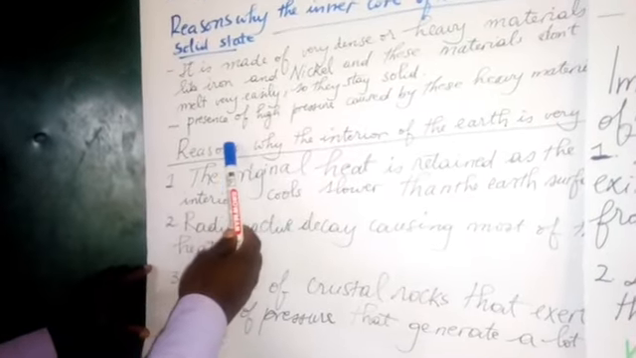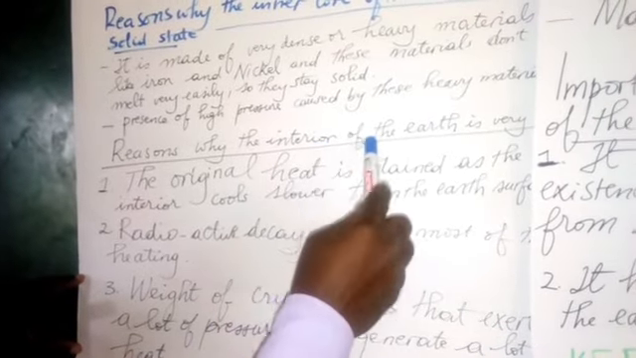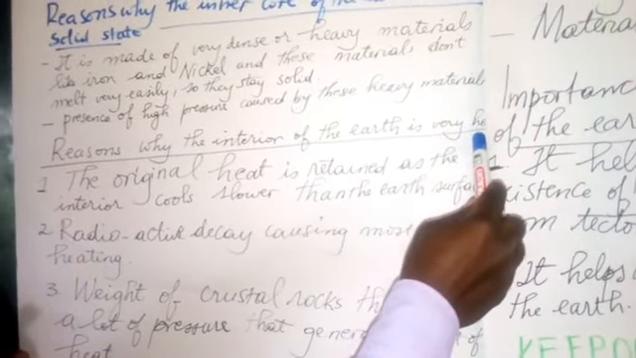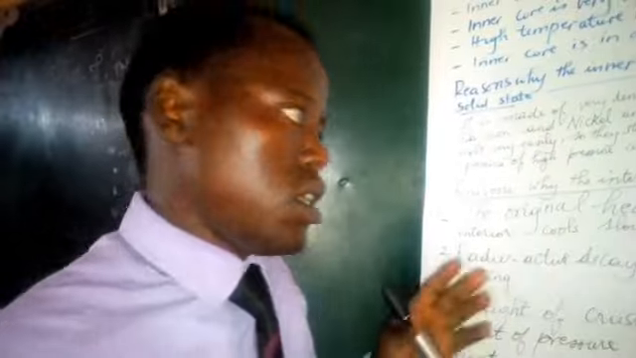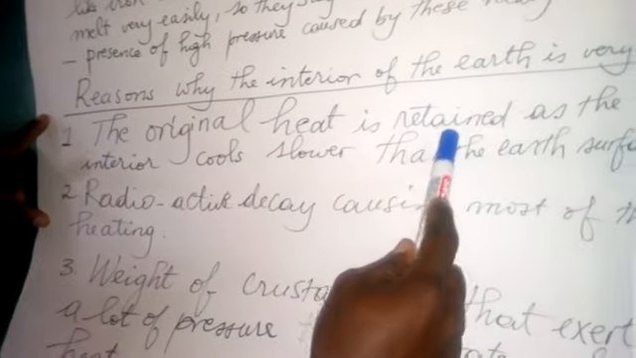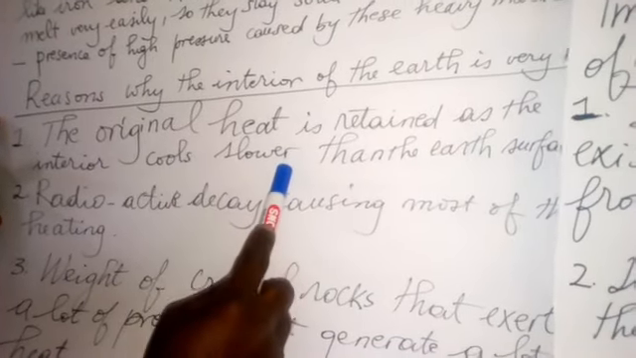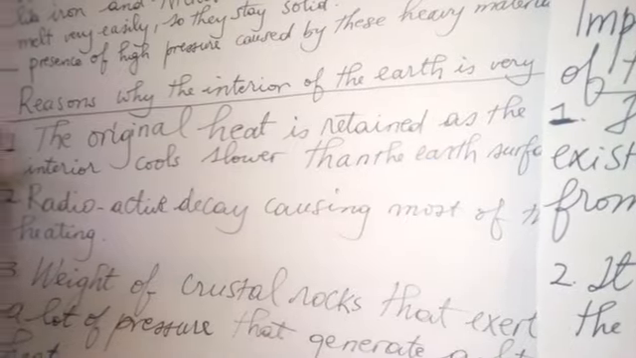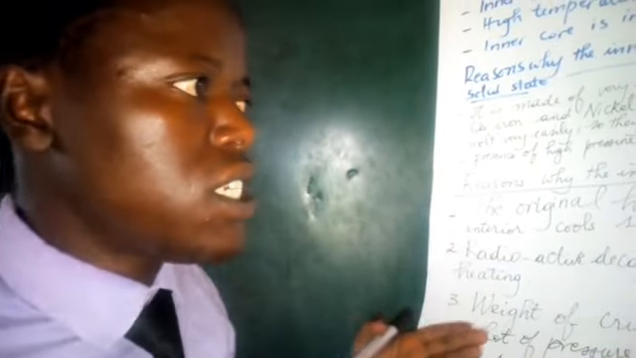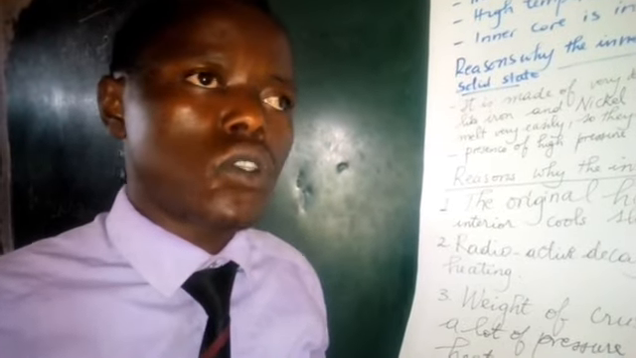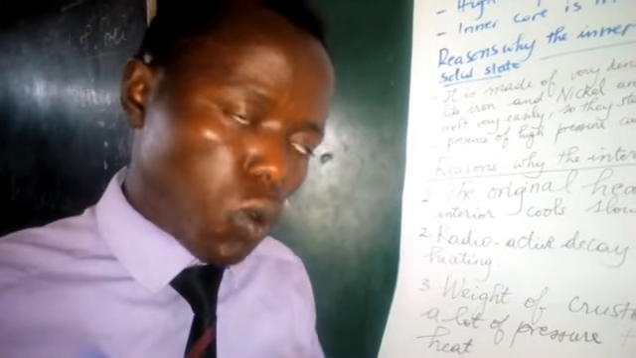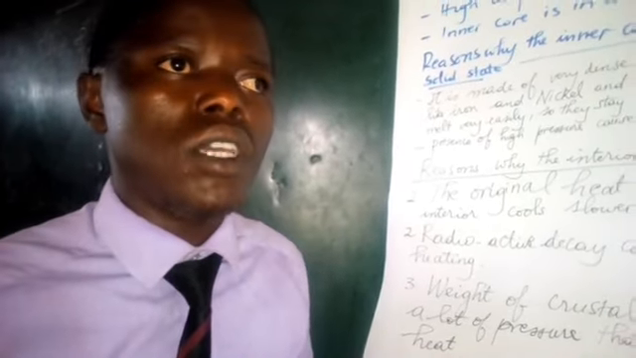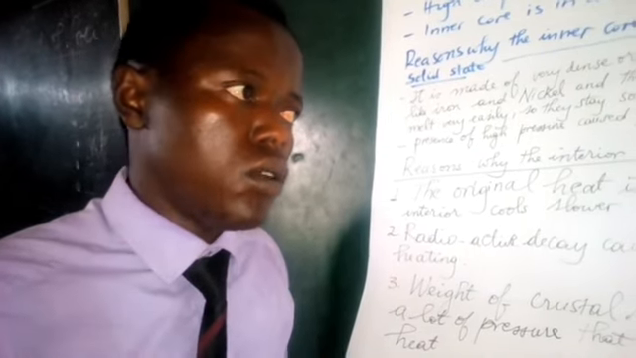We are going to see the reasons why the interior of the earth is very hot. We are going to see why in the interior of the earth we have high temperature. Let's start with reason number 1. The original heat is retained as the interior cools slower than the earth's surface. Since the surface of the earth cools more easily than the interior, this makes the interior of the earth very hot.